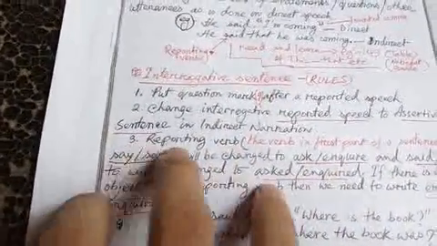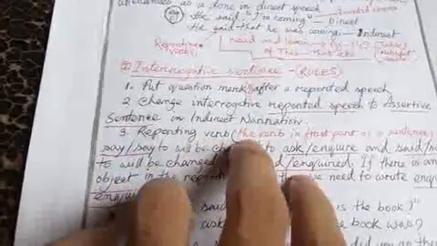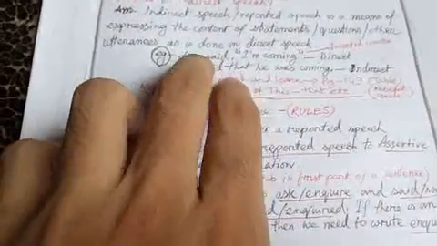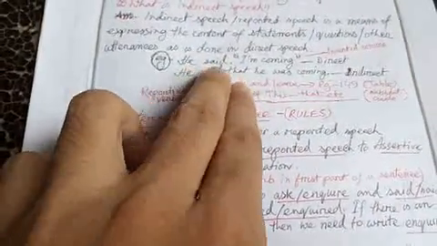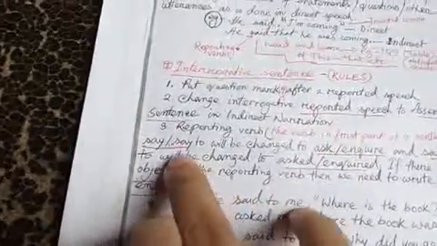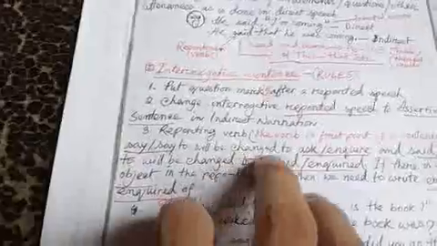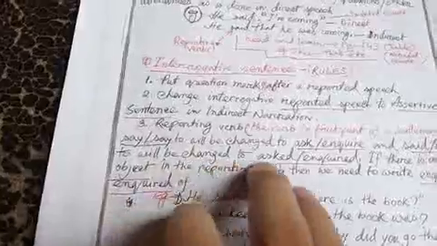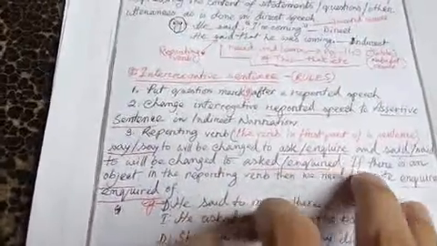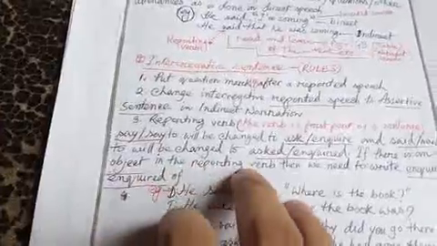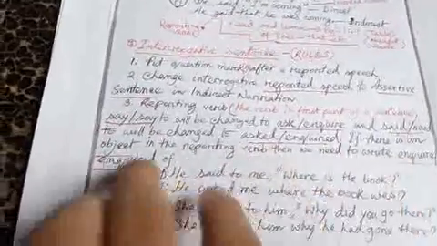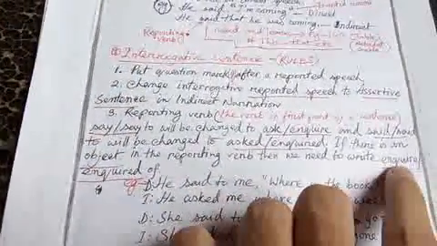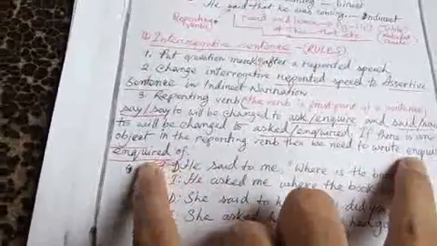Okay, then the reporting verb, that means the verb in the first part of a sentence. This is the first part of a sentence. So "say to" will be changed to "ask" or "inquire", and "said" or "said to" will be changed to "asked" or "inquired". If there is an object in the reporting verb, then we need to write "inquire of" or "inquired of", as per the sentence, as per the tense.